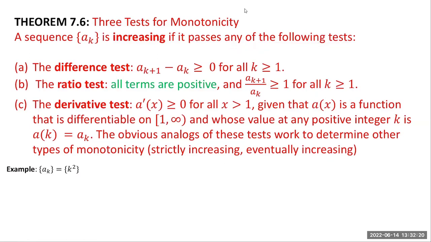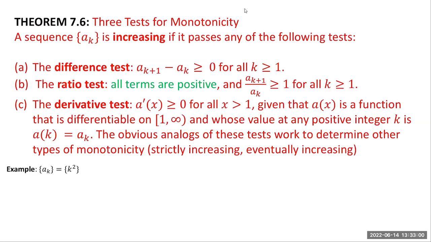The first test is called the difference test, by the way. It tells you that if this difference a_(k+1) minus a_k is bigger than or equal to 0 for all k, then your sequence is an increasing sequence. The second test, which is called the ratio test, tells you that if all the terms of your sequence are positive and this ratio a_(k+1) divided by a_k is bigger than or equal to 1 for all k greater than or equal to 1, then also your sequence is increasing.